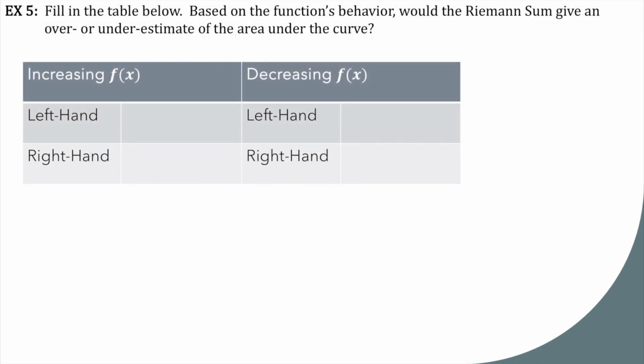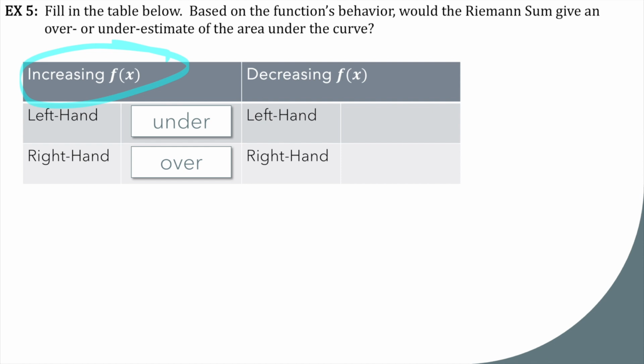So actually, based on a function's behavior, we can know, given a Riemann sum, which one is going to overestimate or underestimate the area under a curve. If you have an increasing function, the left-hand sum will underestimate it and the right-hand sum will overestimate it. If you have a decreasing function, the left-hand sum is an overestimation and the right-hand sum is an underestimation.